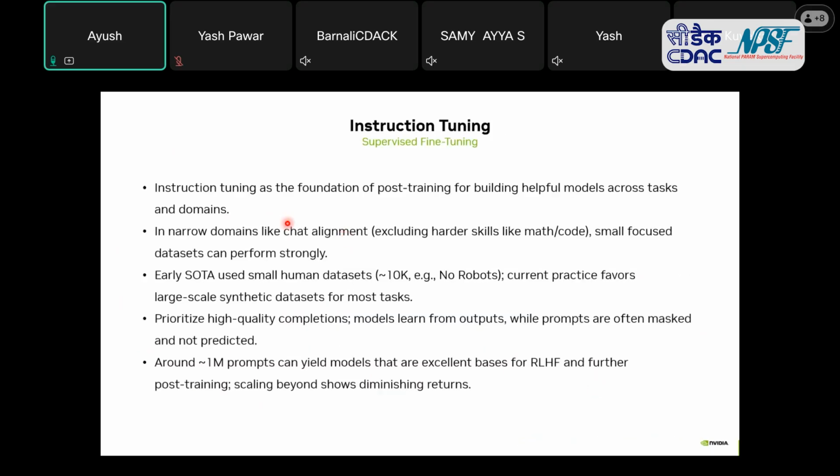So instruction tuning is the foundation of post-training for building useful models that can have conversations with users across tasks and domains. Not only conversation, they are also able to do tool calling. If you have seen the recent updates to LLMs in the last 5-6 months, the models have become more agentic.